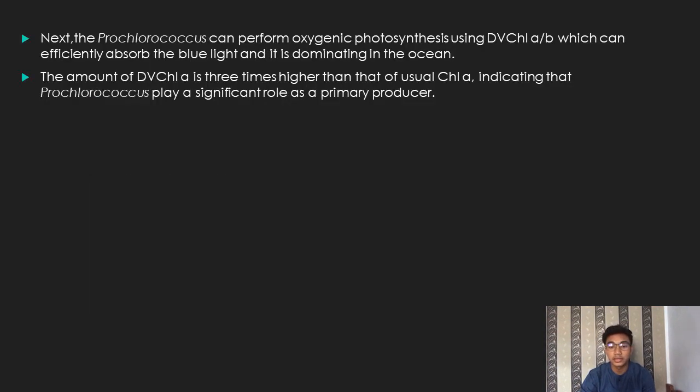So the next cyanobacterium is Prochlorococcus. Prochlorococcus can perform oxygenic photosynthesis using DV-CHL A or B, which can efficiently absorb blue light and dominate the ocean. The amount of DV-CHL A in our ocean is 3 times higher than usual CHL A. So scientists concluded that Prochlorococcus also plays a significant role in our marine environment, which is as a primary producer.